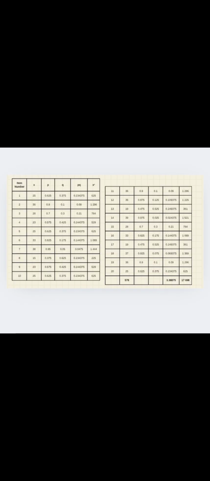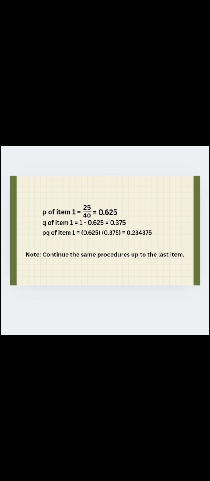So now look at this table. As you can see in the table, there are item number, x, p, q, pq, and x squared. P of item 1 is 0.625, obtained from 25 divided by 40. The 25 is the number of students who got the correct answer in item number 1, divided by 40 students.